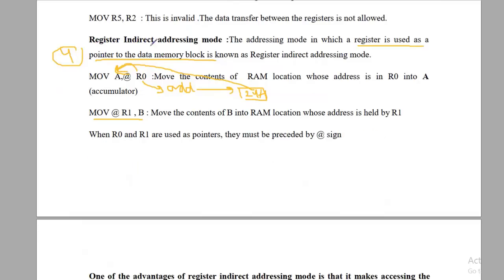Similarly, we are having the register indirect addressing, in which we are using the @ symbol. It means that the value stored in register R0 will be an address which will be pointing to some memory location. At this memory location, whatever the value is given, we will be storing in the accumulator. Similarly in this case, R1 is pointing to an address, and this address is having some memory. So the value of B will be stored at that location.